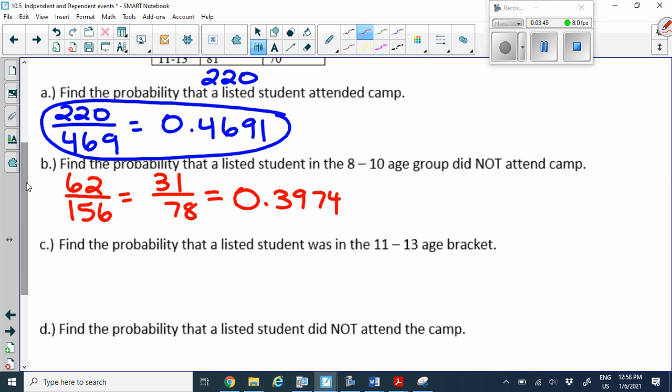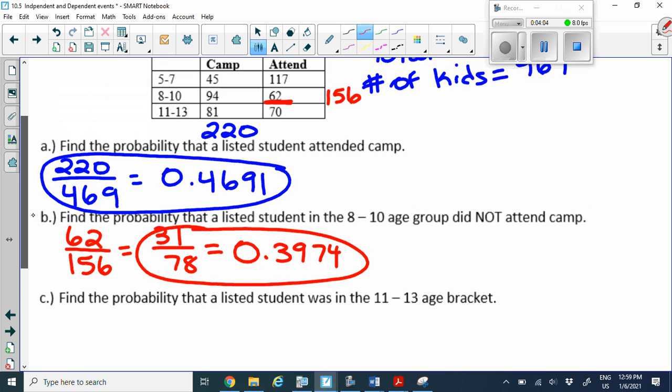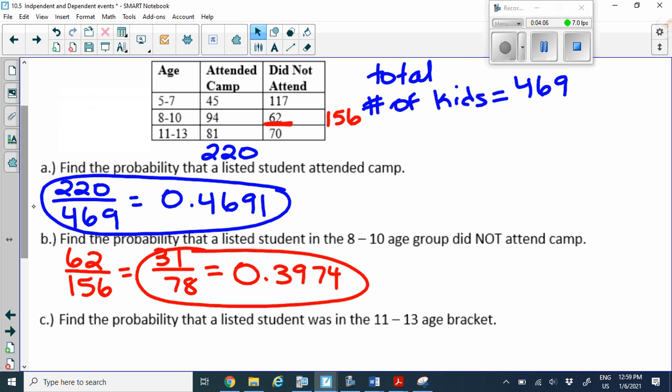For part C, circle the correct answer there. Find the probability that a listed student was in the 11 to 13 age bracket. That means we want specifically how many students total are from the 11 to 13 age bracket over the total amount in our entire table.